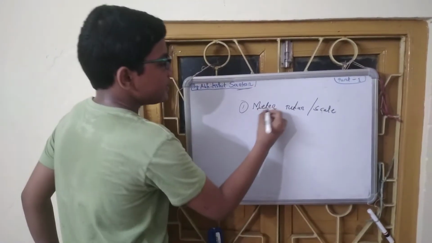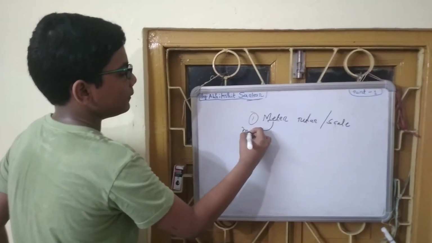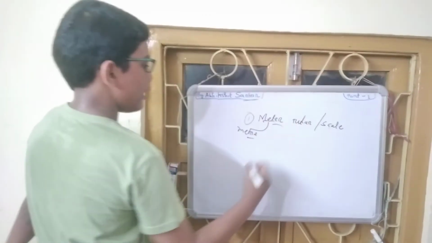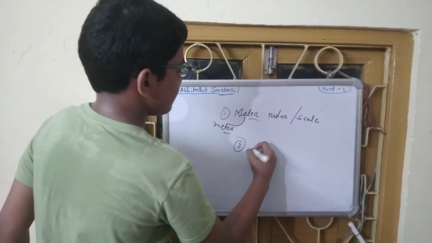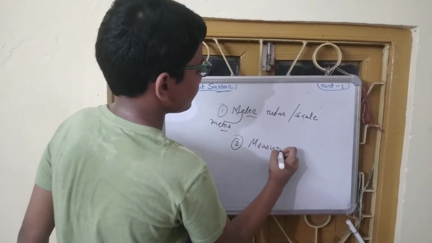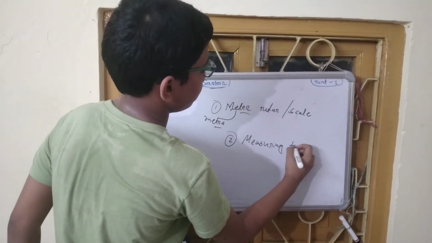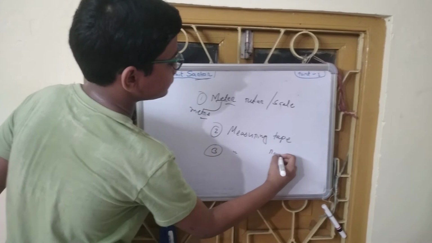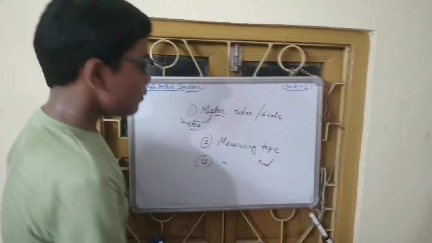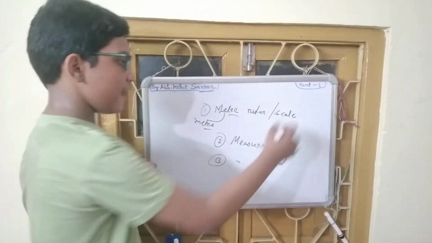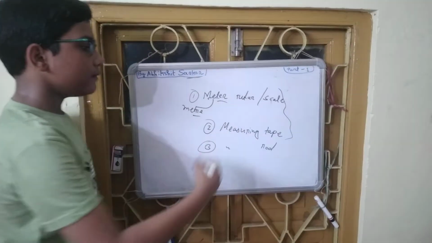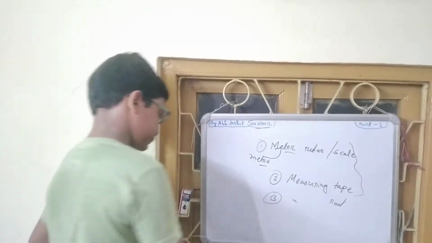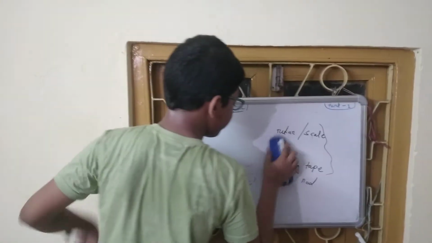Now this meter and this meter are different. Do not get confused by the spelling. The next one is measuring tape, and the next one is measuring rod. The common instruments we use in our daily life are the measuring ruler, meter ruler or measuring tape. Now, how do we measure an object's length?